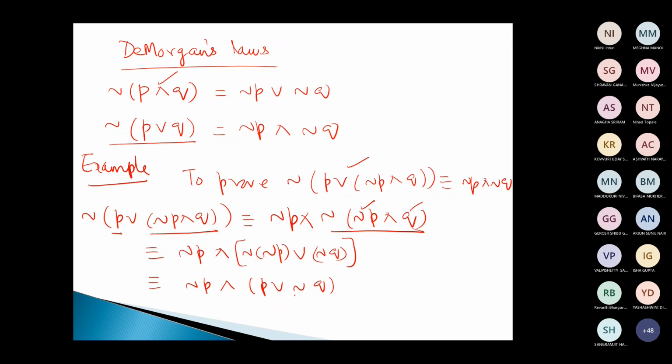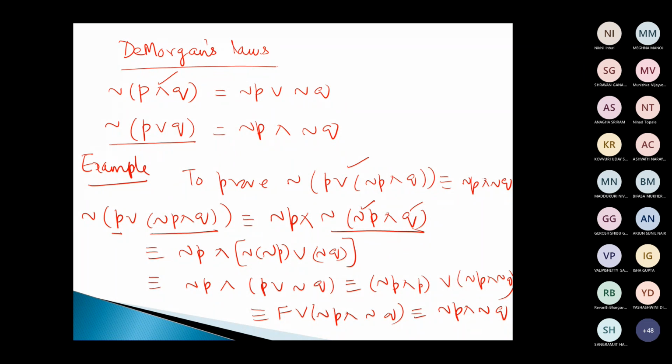Now what law will you apply? Ma'am, you can use the distributive law, like you can put it inside. Yes, distributive law. So not P and P creates a contradiction, so it will become false, or not P and not Q. False or anything is what? Anything, right? Yeah. Not P and not Q. That is the result. That is the thing we need to prove, right? That's all.